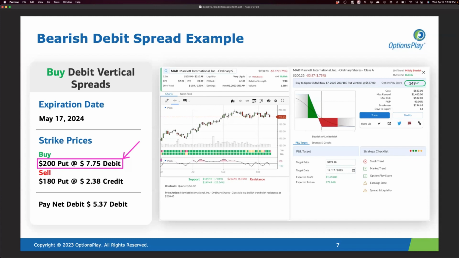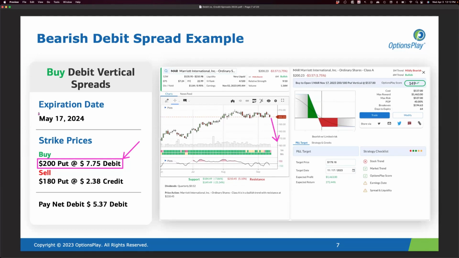So the reason we trade a debit spread is that when we buy a put option, we're basically paying for unlimited downside protection all the way down to zero, right? We're basically saying for that $7.75, the stock could potentially reach zero. But in reality, between now and May 17th, which is roughly a month and a half away, there's a limit as to how far I think that stock can go.